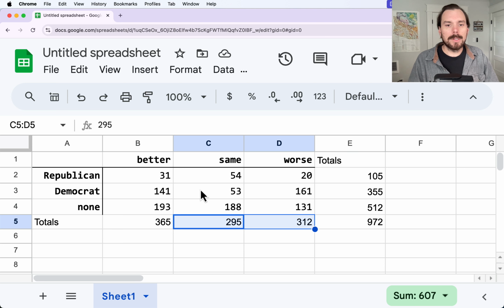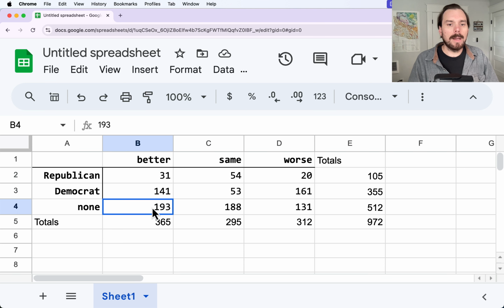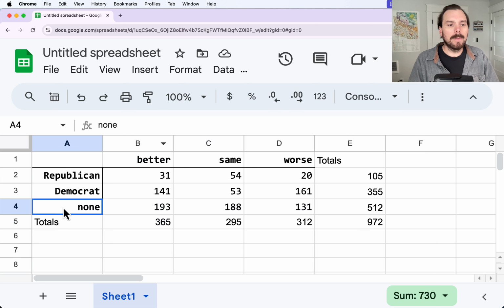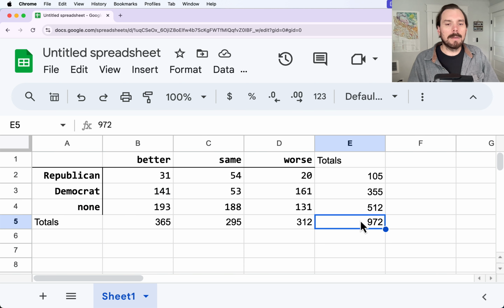To find an intersection, that one I just will look at a number that's in the intersection of two things. So finding the proportion of people who didn't identify as Republicans or Democrats and thought the economy was getting better, that would be an intersection of the none row and the better column. That's 193 out of 972.